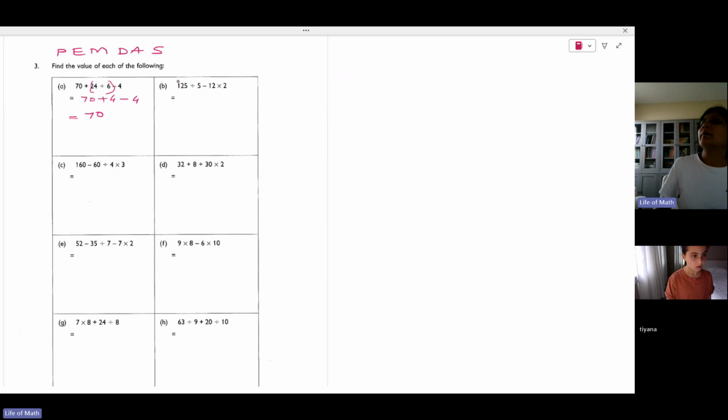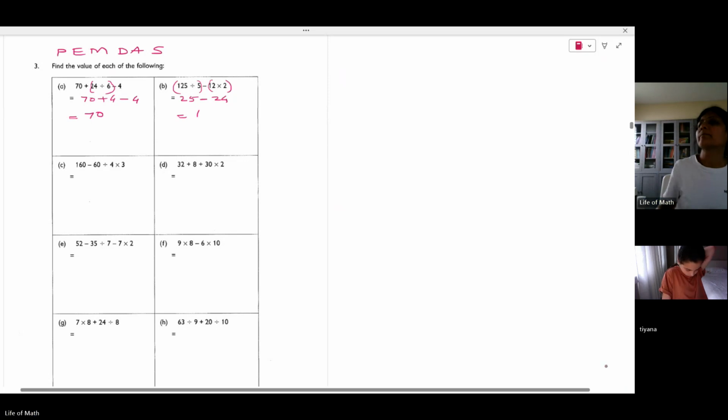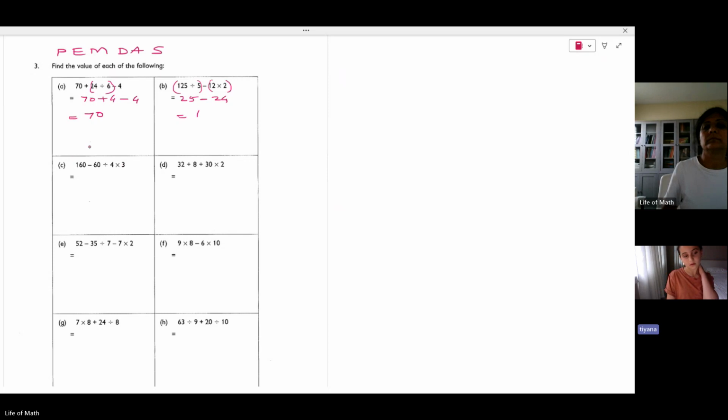The parentheses will go around 125 divided by 5. Also, it will go around 12 times 2. There are two parentheses. Give me 2 seconds. 12 times 2 is 24. 25 minus 24. And that is 1. Oh. You have to create two parentheses. So tell me, what should I do in C? Okay. Give me 2 seconds.